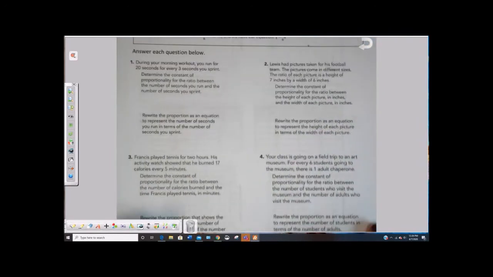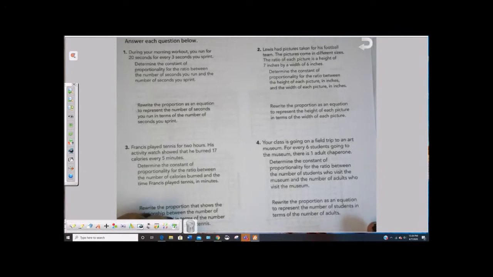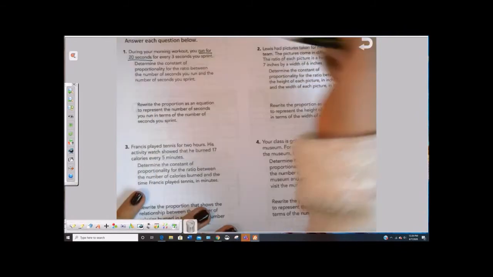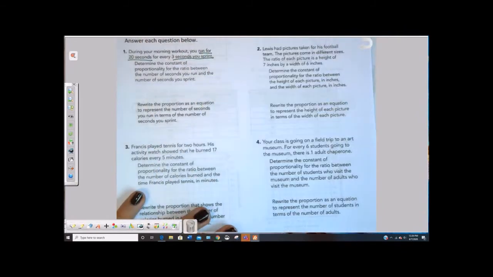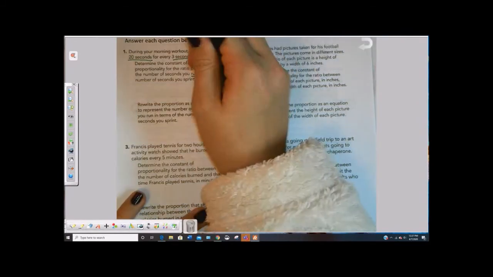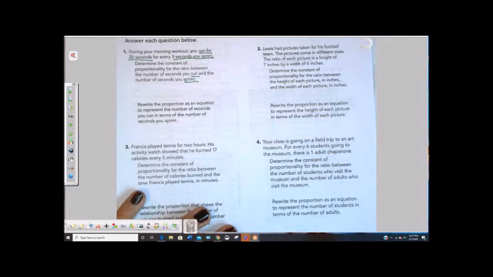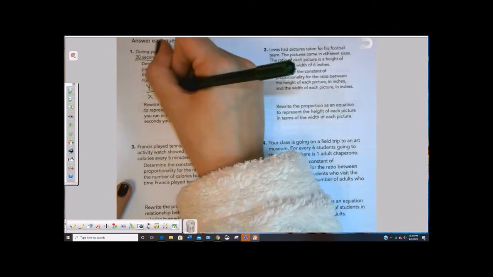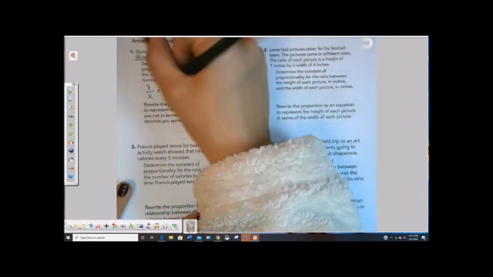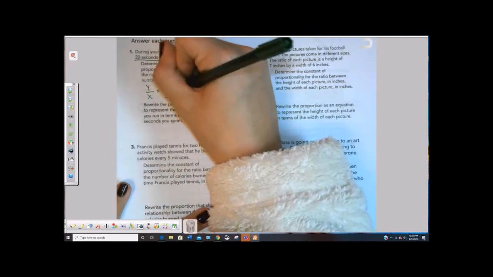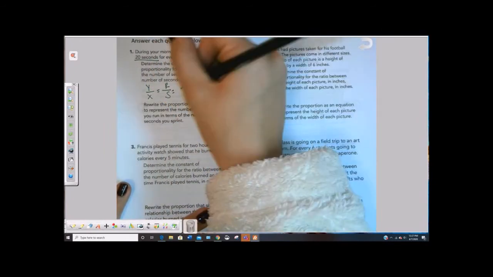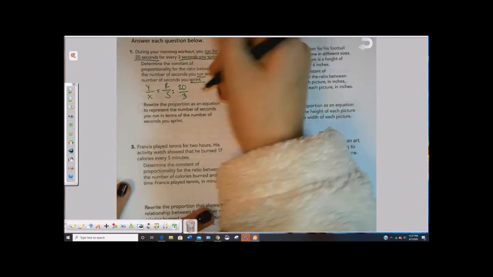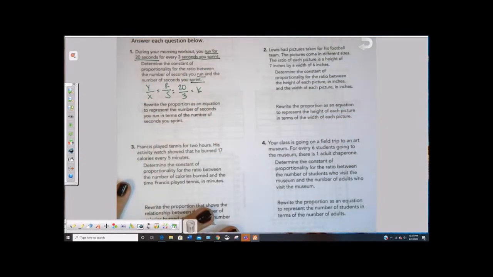So we're going to look at number 1. So number 1, it says during your morning workout, you run for 20 seconds and you sprint for 3 seconds. And if you look, it says determine the constant of seconds you run to the seconds you sprint. So remember, constant is y over x, and whatever comes first, so in this case, running is first, that's going to be your y. So a variable for run is r, and a variable for sprint is s. So I'm going to change that to r over s, and then you just place in your numbers. So you ran for 20 seconds, and you sprint for 3.